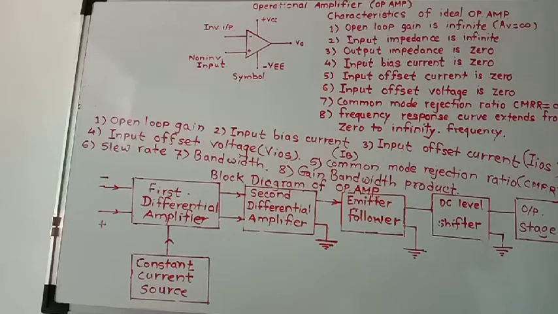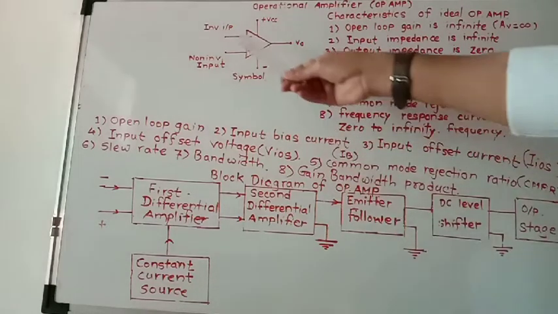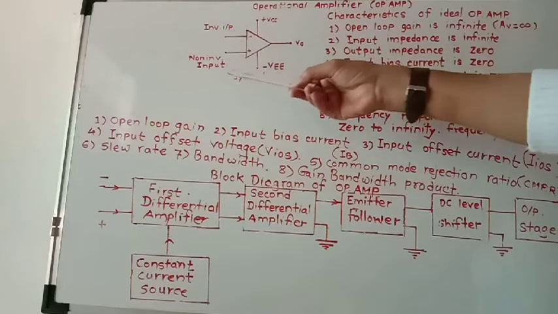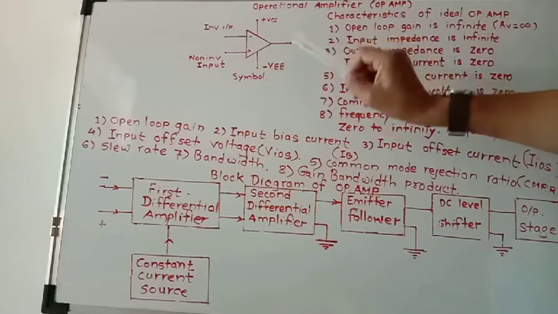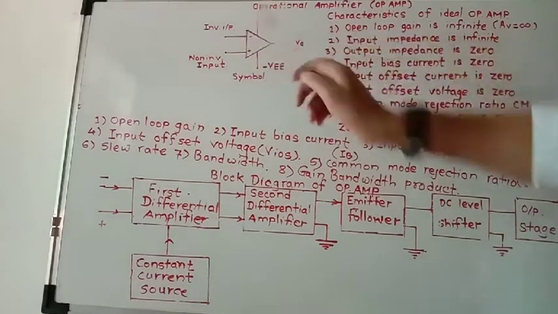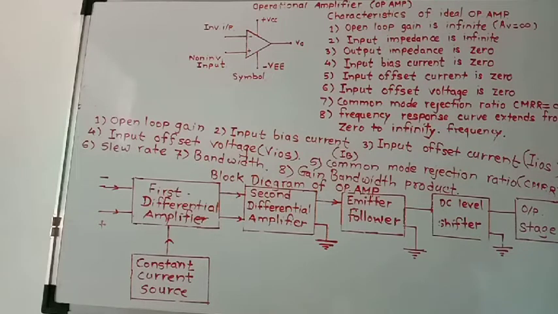Then second, input bias current. So what is meant by input bias current? Input bias current is indicated by IB. It is the average of the input currents, that is, |IB1 plus IB2| divided by 2. So it is the average of the currents flowing through the two inputs of the op-amp. It is called the average input bias current.